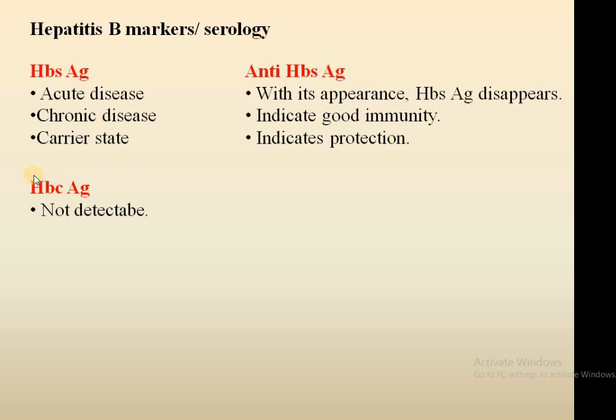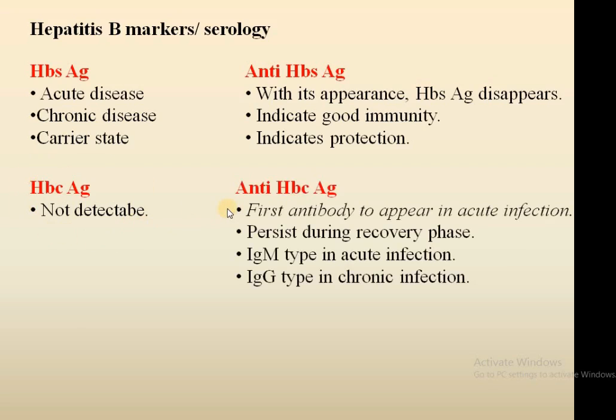Then HBcAg, this is a core protein, not detectable, but anti-HBc, when it appears, is the first antibody out of all the antibodies to appear in acute infection. So anti-HBc even appears before anti-HBs. It persists during the recovery phase also. IgM type indicates acute infection, IgG type of anti-HBc indicates chronic infection.